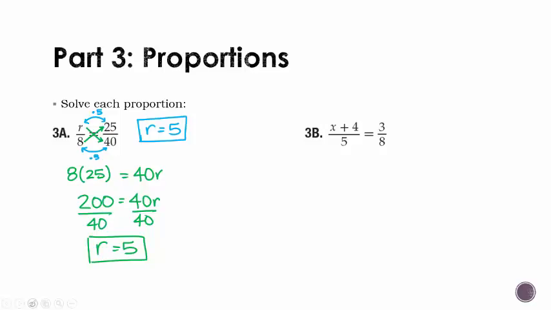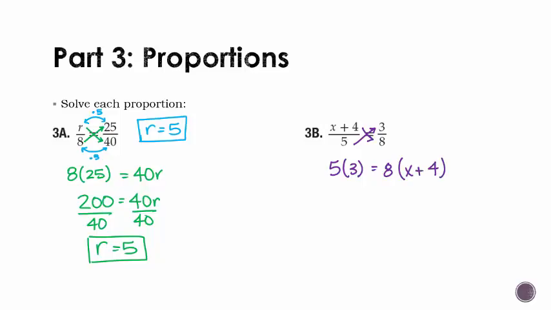Now, of course, not all of them are going to be as easy as that one, where you can kind of cheat without using the cross products. Like if I go from here to here, there's not really a number I can think of off the top of my head that if I multiply by 5, I'm going to get 8. So our best solution path here is to multiply our cross products together. So 5 times 3 has to be equal to 8 times x plus 4.